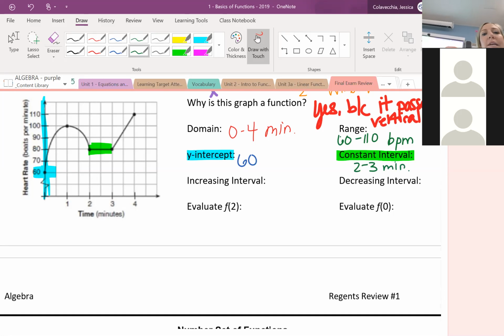Okay, where is it increasing? 3 to 4. Okay, there's one. Any other place where this is going up? 0 to 1. Okay, so could I say 0 to 4? Does it go up the entire time? No, so you have to make sure you break it. It did it twice. So it did it from 3 to 4 minutes, and then I can put a comma, or you could write the word and, then it also does it from 0 to 1. Make sure you're not saying the whole thing.